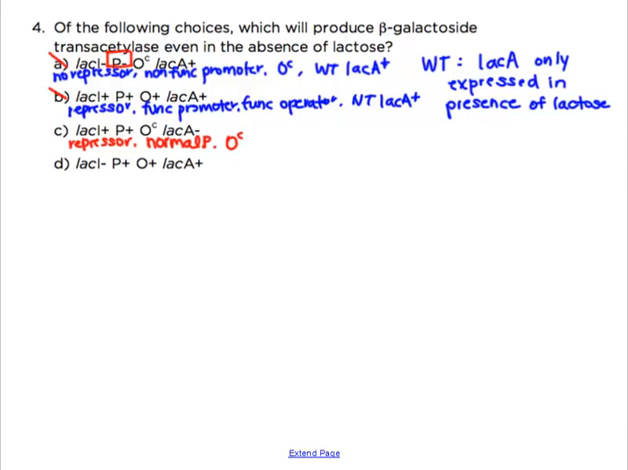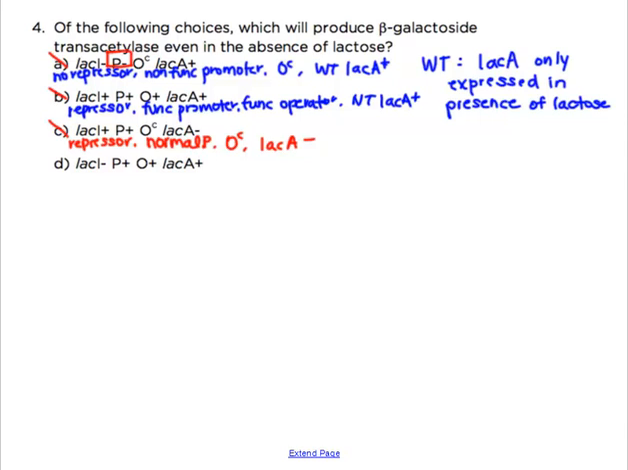operator constitutive, which is good because even if there is repressor around, which in this case there would be, it will never bind it. So the operator will always be free and won't block transcription. But in this case, you have LAC-A minus. So there'll be no functional beta-galactoside transacetylase. So even in the presence or absence of lactose, this won't be our answer.